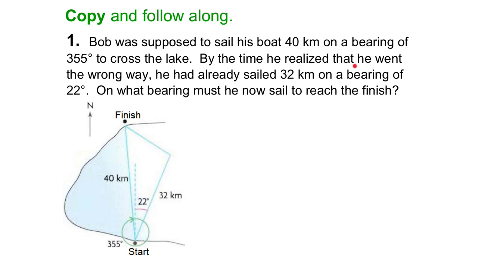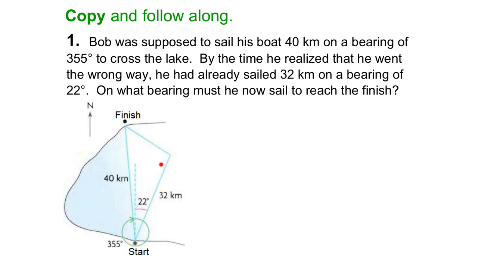By the time he realized that he went the wrong way, he had already sailed 32 kilometers on a bearing of 22 degrees. So here we see from the north line, 22 degrees, that's the new bearing. He sailed 32 kilometers. Now he's here. On what bearing must he now sail to reach the finish? So here he is. He needs to get to the finish line. We need to figure out what direction he needs to travel from here to here. In order to do that, we need to know what this angle is here.